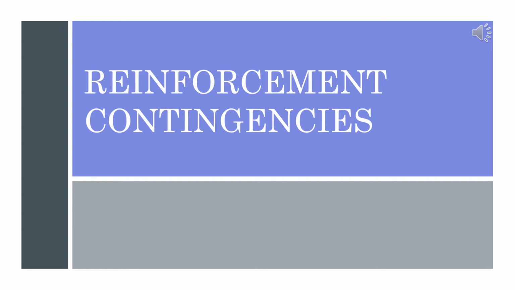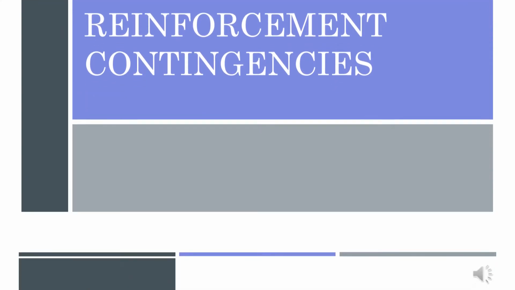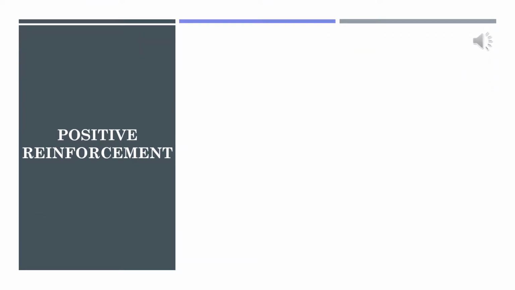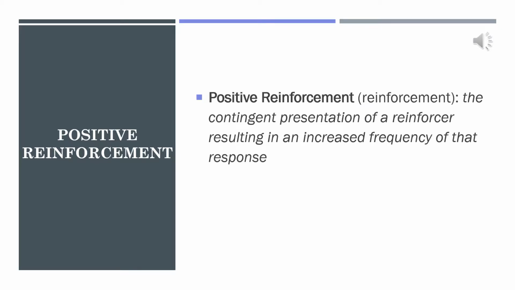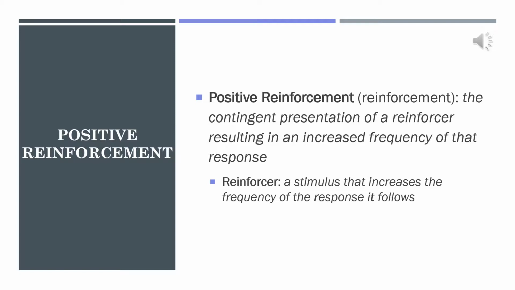First, we will discuss reinforcement contingencies. The first type of reinforcement contingency we will discuss is positive reinforcement. Positive reinforcement refers to the contingent presentation of a reinforcer resulting in an increased frequency of that response. Also, as another refresher, a reinforcer refers to a stimulus that increases the frequency of the response it follows.